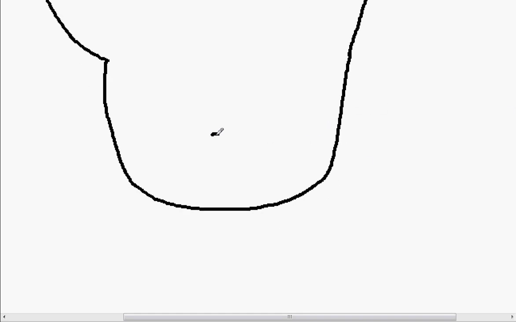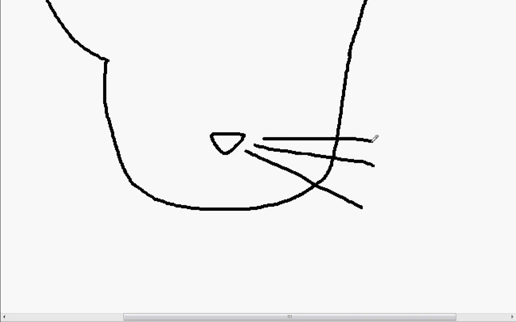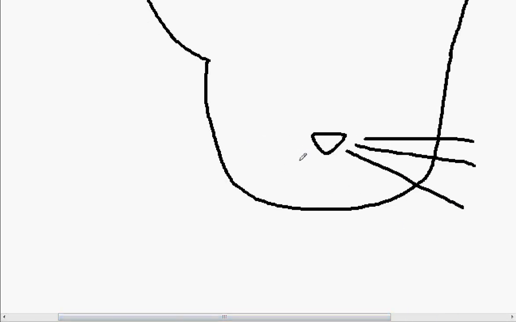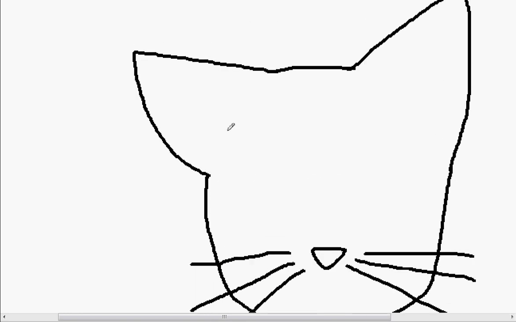So back onto the cat. You're gonna draw his little nose, and whiskers go out from the nose. So we're gonna draw the whiskers. Yeah, that's it.